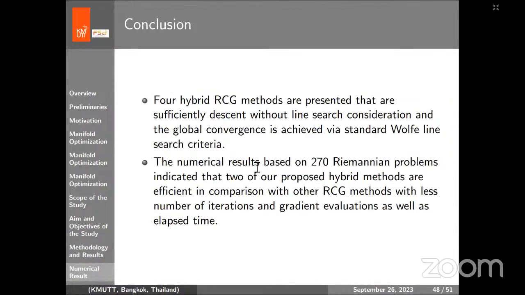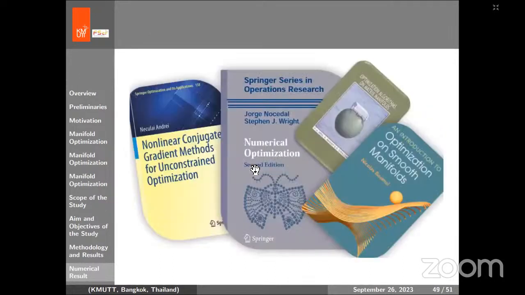As for the conclusion of this presentation, we came up with four hybrid CD methods that are sufficiently descent without line search consideration and converge globally via the standard line search, that is via the Riemannian standard Wolfe line search criteria. Based on the numerical experimentation on 270 Riemannian test problems, two of our proposed hybrid methods are efficient in comparison with other RCG methods, with fewer iterations and gradient evaluations, as well as less CPU time. So thank you for listening.